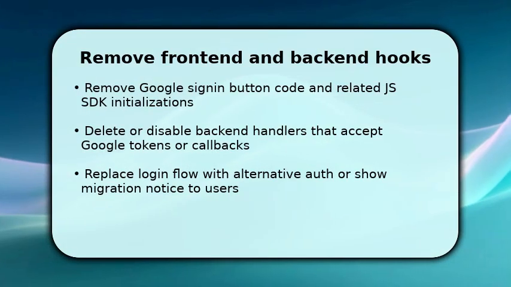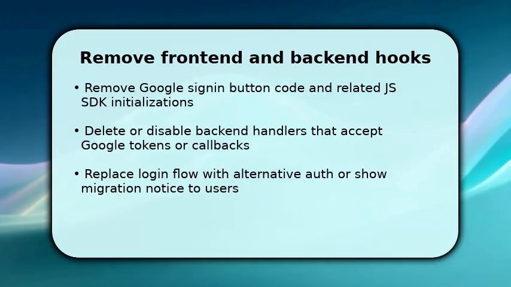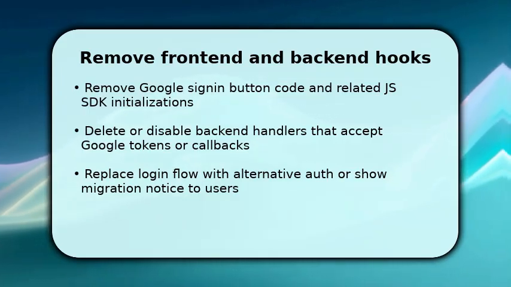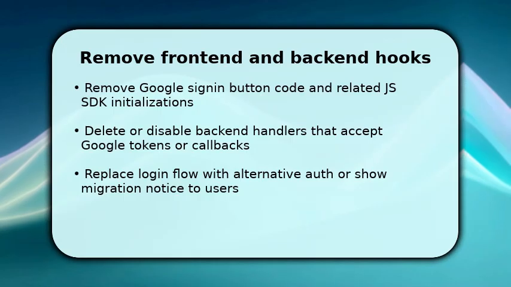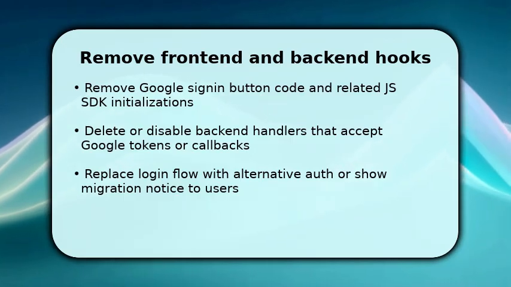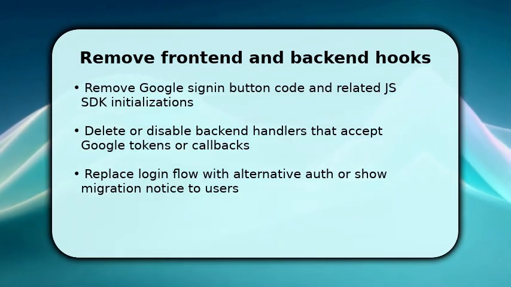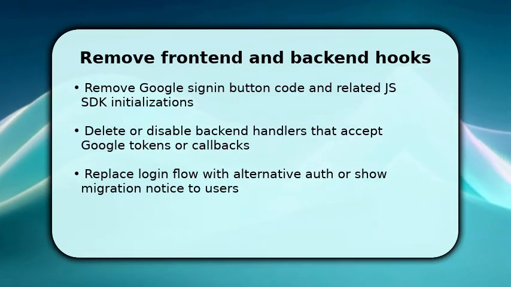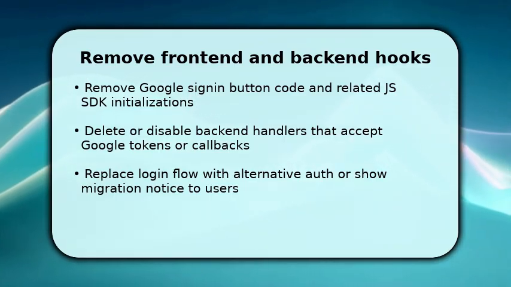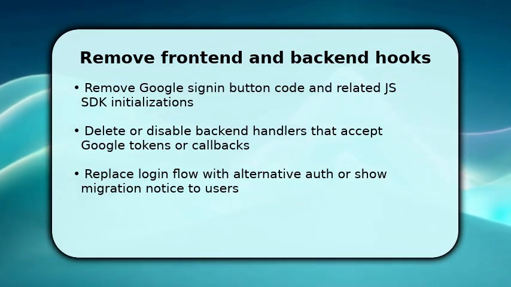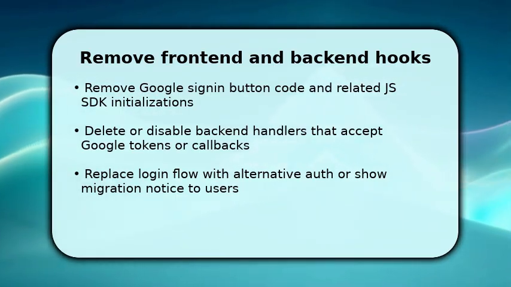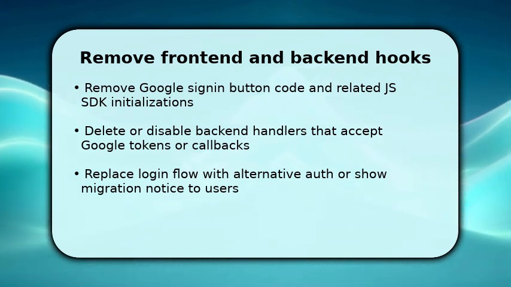Now you'll remove the integration points. First, edit your front-end, remove Google button markup and any gapi or Google identity scripts, update UI to route users to the new login path. Next, update the back-end, disable token exchange endpoints, revoke client secrets in config, and remove callback handlers that validate Google ID tokens. While doing this, make sure to implement or point to an alternative auth method and test flows to confirm no residual token acceptance remains in middleware or libraries.